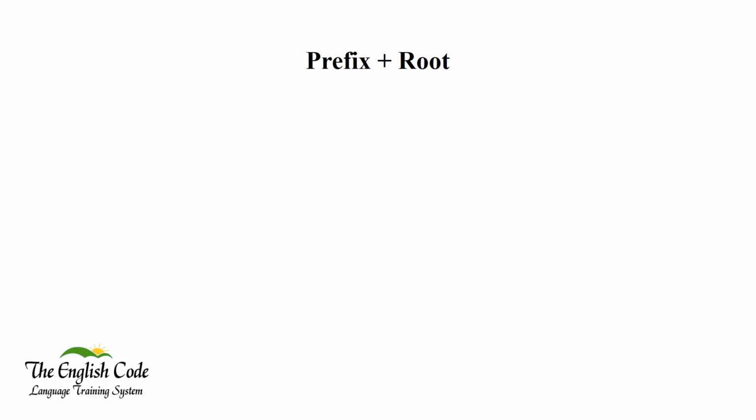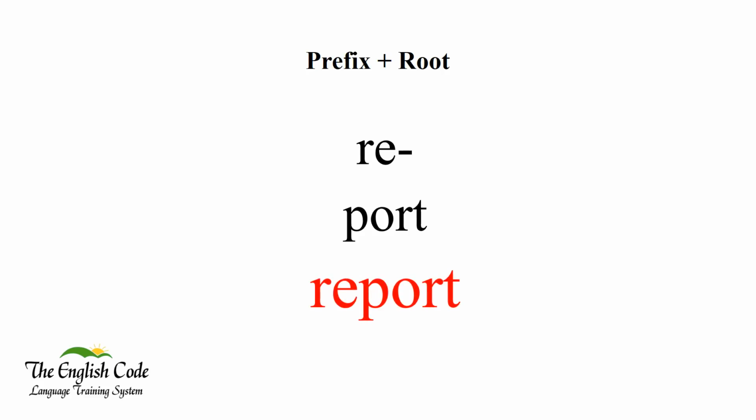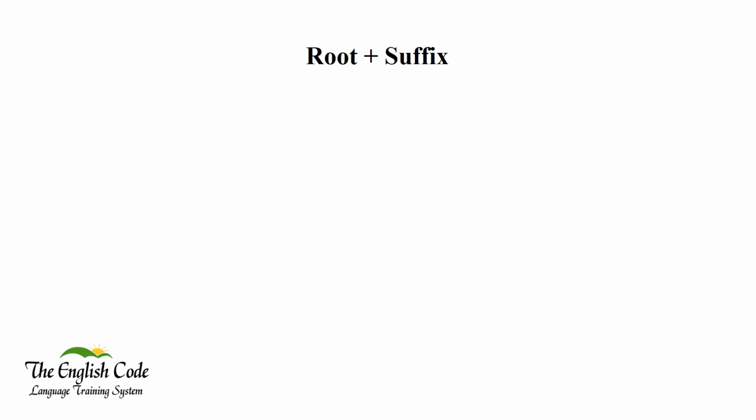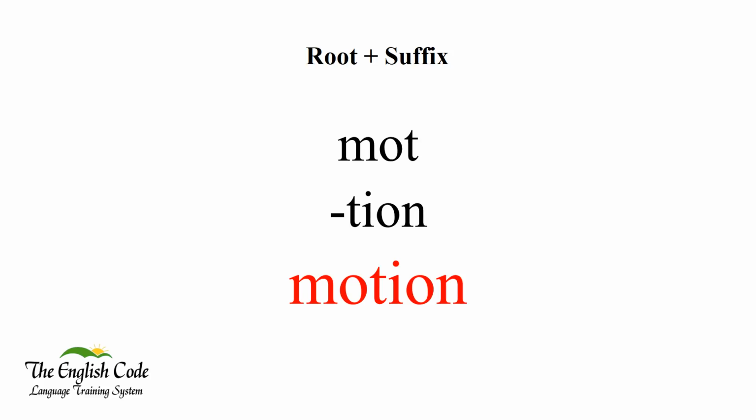An example of a prefix plus a root, we have the prefix re, which means back or again. The root port, which means to carry. We combine them, we get report, which means to carry back. An example of root plus suffix, we have the Latinate root mote, which means to move, plus the suffix shun, which means the result of an action. We combine them, we get the word motion, which means the result of moving.